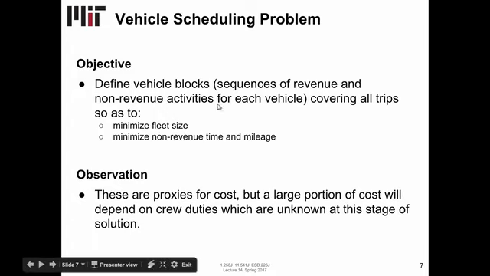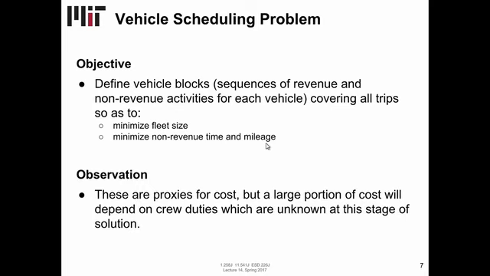So the objective is basically to define these vehicle blocks, given that we are going to cover all the trips that are already scheduled, in a way to minimize the fleet size as a measure of the capital cost, and minimize the non-revenue time and mileage. Non-revenue time could account for crew cost, and mileage could account for both crew cost and fuel and basically operational cost.